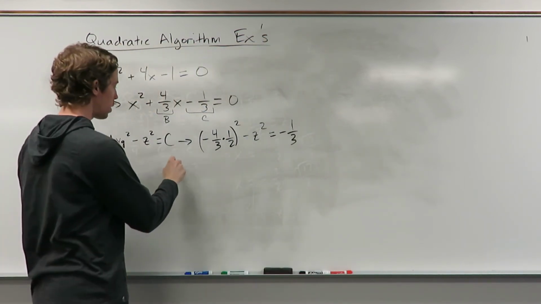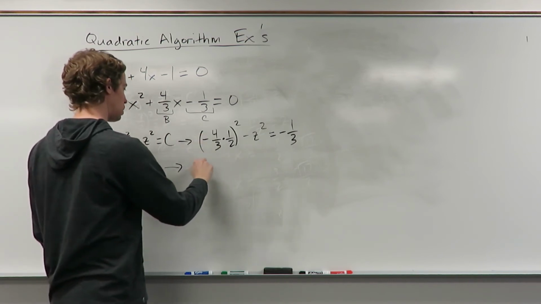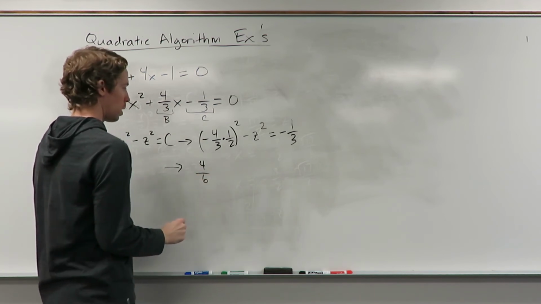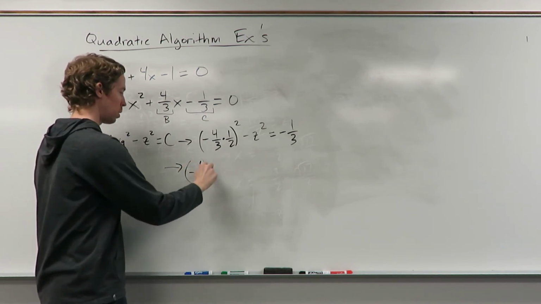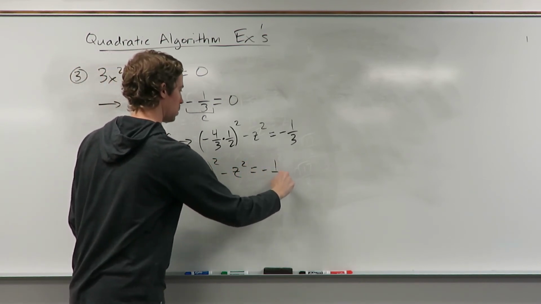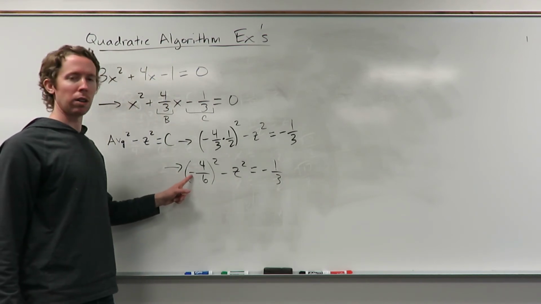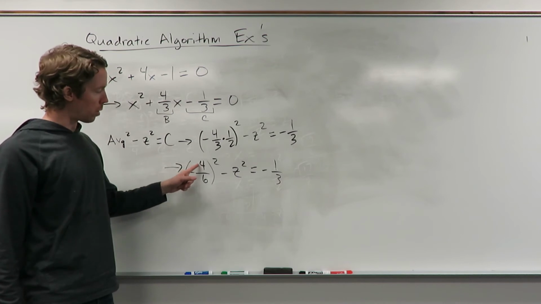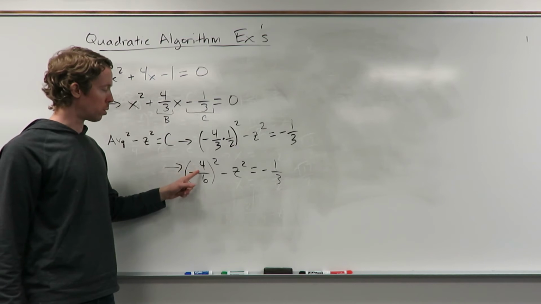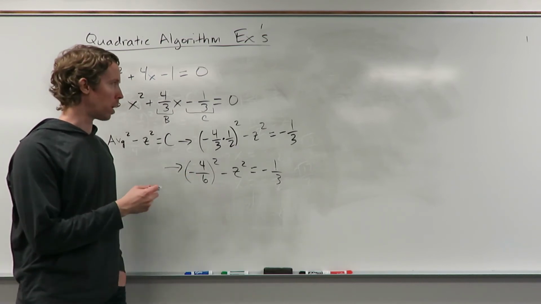And now let's multiply this out. On top I get 4 times 1. On bottom I get 3 times 2. And I need to square this. So when I square this, the negative times negative goes to positive. And I want to think of the simplified version of this. 4 over 6 reduces to 2 over 3. 2 over 3 times itself gives me 4 over 9.